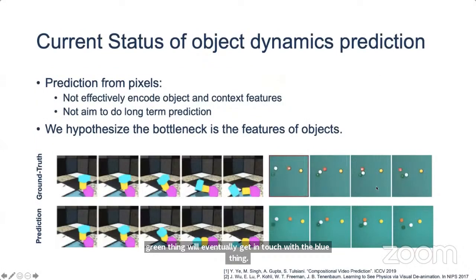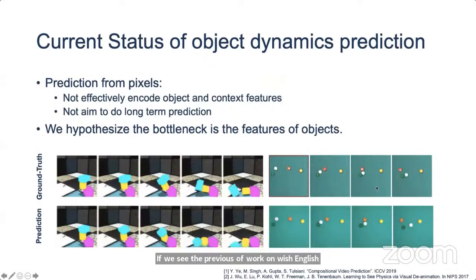If we look at the previous work on visual prediction, it is mostly applied to predicting the very short-term future, like a block falling down or a billiard ball moving just a little bit. Our hypothesis is that the bottleneck is that how to get a good representation of objects for prediction is not very clear. And also, we just want to take visual input, but we do not have to predict the pixels.